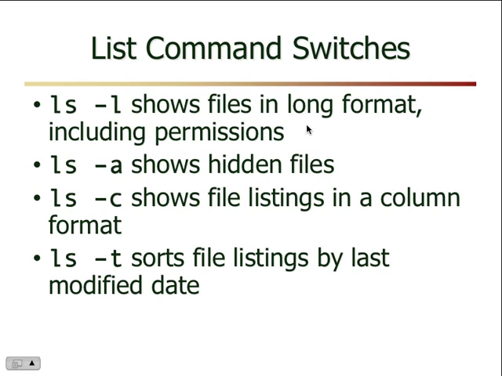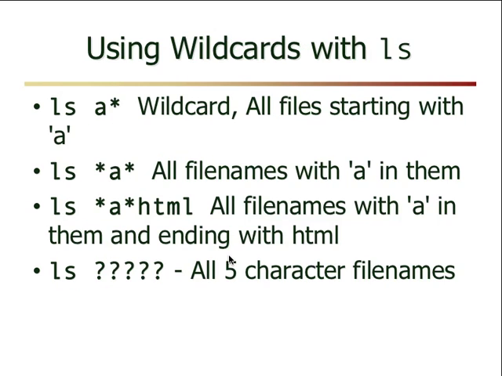So ls minus L shows you the long format. A is for hidden files. Now, I think that would be H, actually. Some of it's kind of logical, some of it isn't. Long, I like to think of as details. I would have changed that to D, maybe, the detailed view, because that's what you're looking at in Windows. H for hidden, but it's not, it's A. C is for listing in column format. T is for the sorted listing by the last modified date, or T for time. I think of it that way.